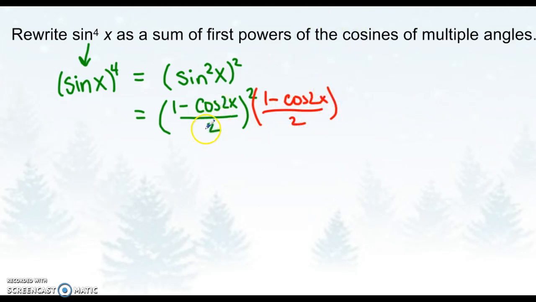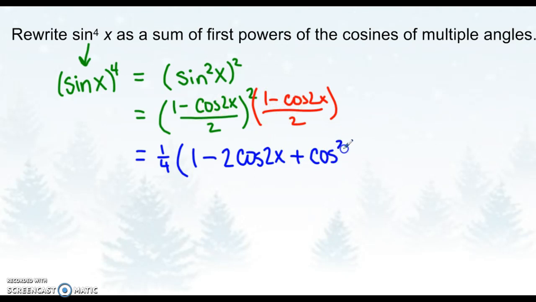And what I'm going to do is pull out this fraction. This is 1/2 times 1/2, which is 1/4. And what I've got left on the inside would be 1 minus cosine of 2x and 1 minus cosine of 2x. And if we FOIL that, first times first is 1, outside's negative cosine of 2x, inside's negative cosine of 2x, so negative 2 cosine of 2x, and last times last, negative times a negative is a positive, and we've got the cosine squared of 2x.